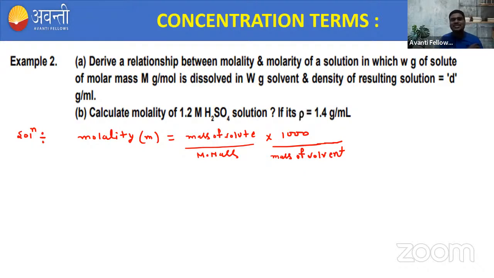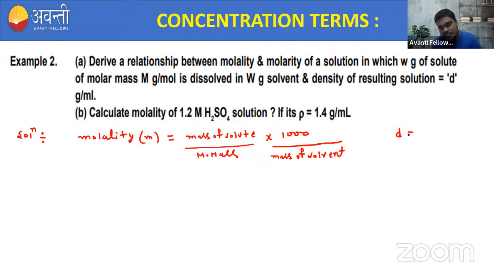Now, I give one condition here in this question: mass of the solvent is not provided. Instead of this, volume is provided, right? Or in case of molality, instead of volume, mass of the solution is provided. Then how will you calculate this? We know that in all such type of question, density is always given.